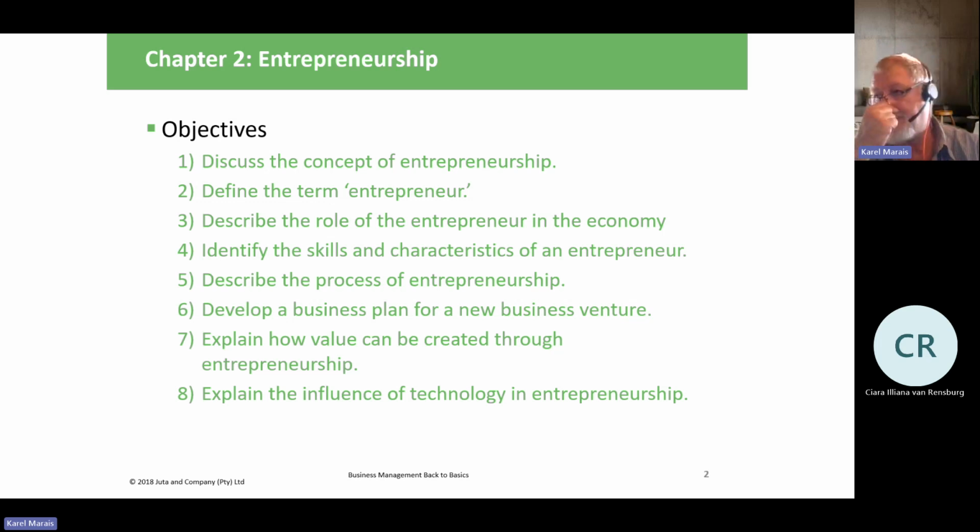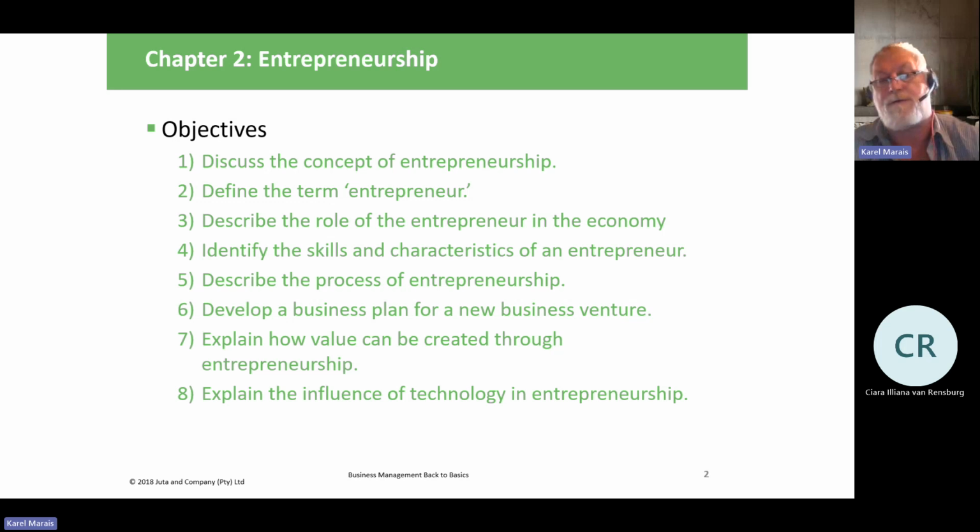Those are the objectives, or the so-called learning unit outcomes. These you'll also find in your module guide. And this is what you need to be able to do at the end of the time you've spent with your work and interacted with the work. For example, identify the skills and characteristics of an entrepreneur is objective number 4. And that could be asked, for example, in the exam.